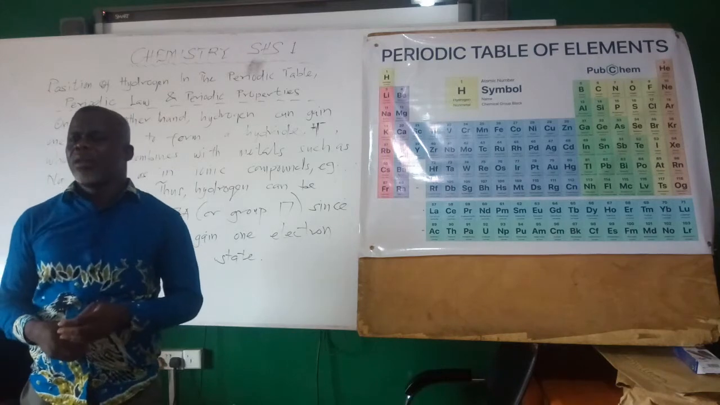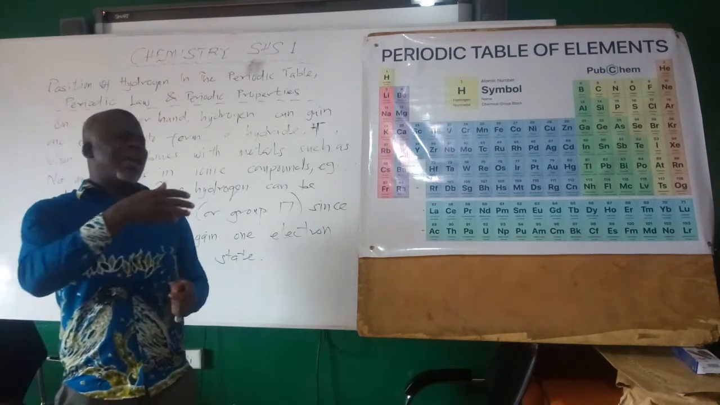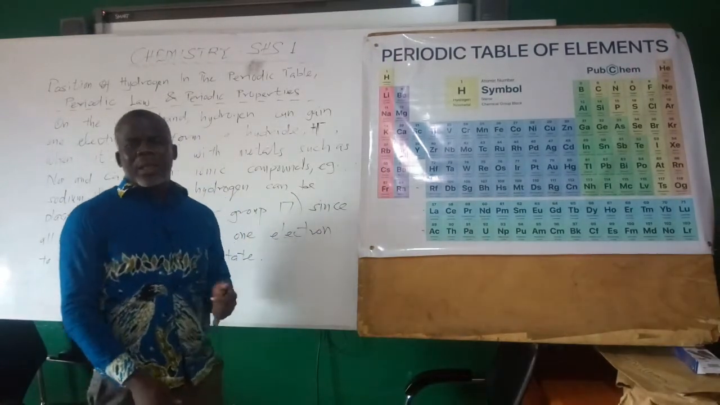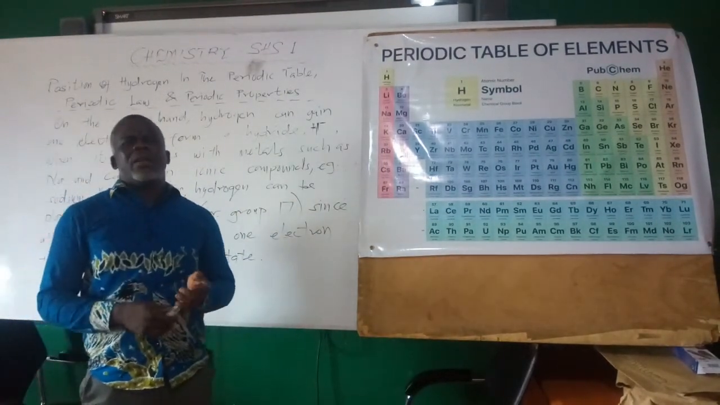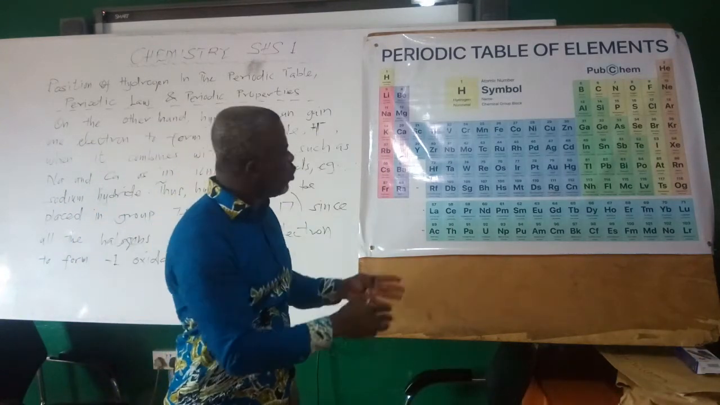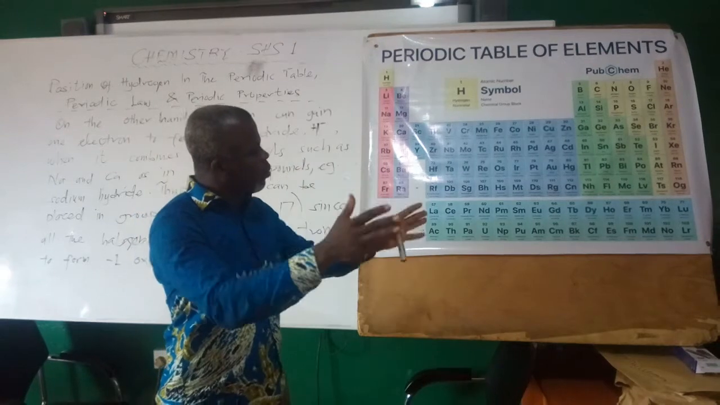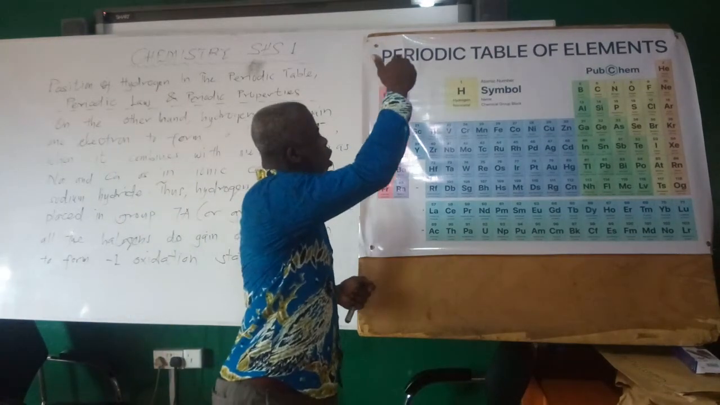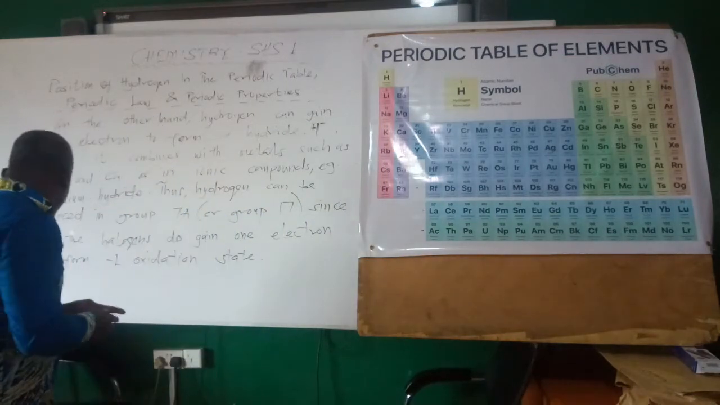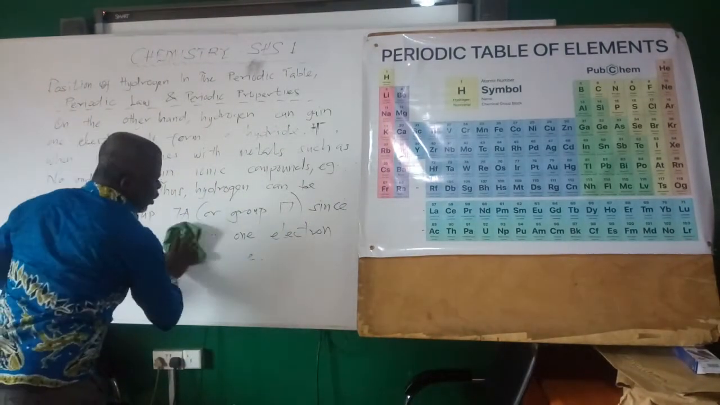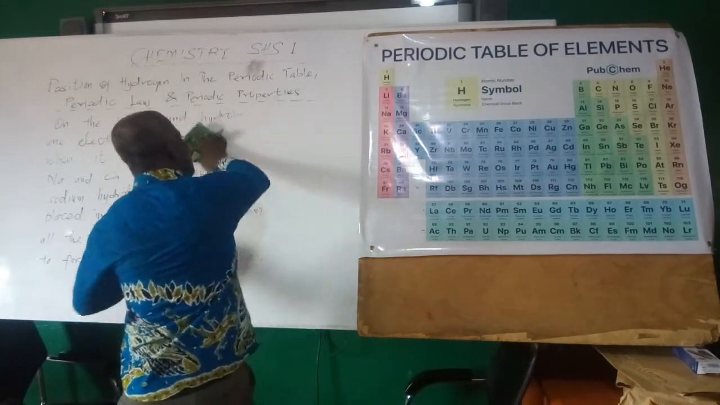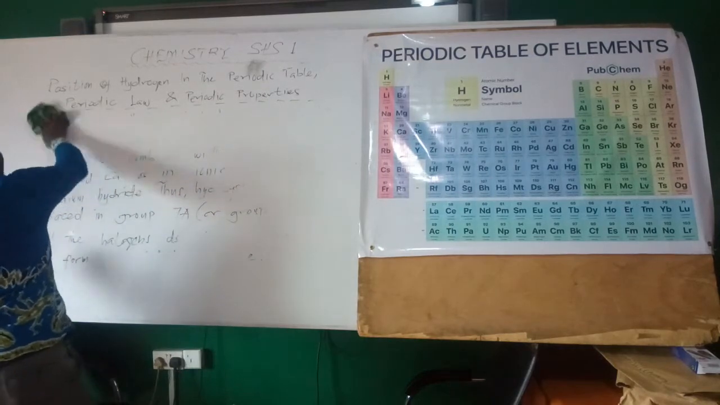In other words, it says that when elements are arranged with increasing atomic number, elements with similar properties are grouped together, or elements with similar properties do recur at given intervals. This is what we call periodic law. And it's this law that helped in classifying the elements.